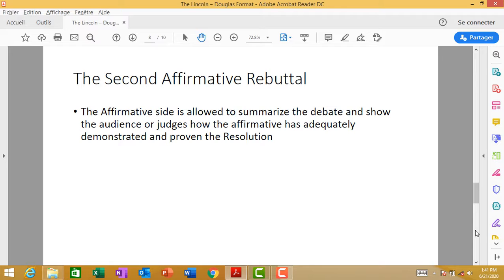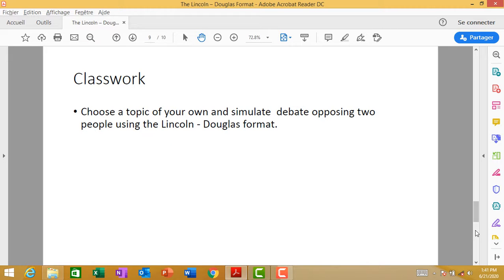All right, so that's it. I think that's it for the Lincoln-Douglas debate format. It's very short, so you can go back and look at it, or you can do more research on it to see if you can come up with any different approach. If you find anything that is different from that, you can let me know.